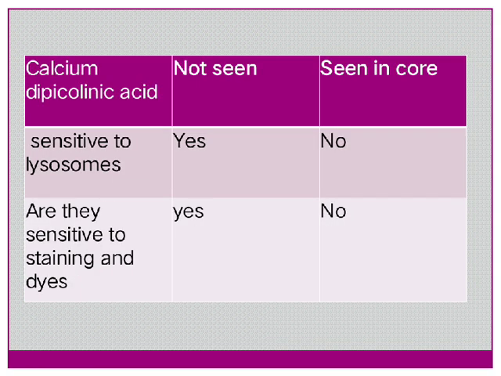Calcium dipicolinic acid: it is not seen in vegetative cells, and in endospores it is seen in the core. Sensitive to lysozyme: in vegetative cells, yes. In endospores, no. Are they sensitive to staining and dyes? In vegetative cells, yes. In endospores, no.